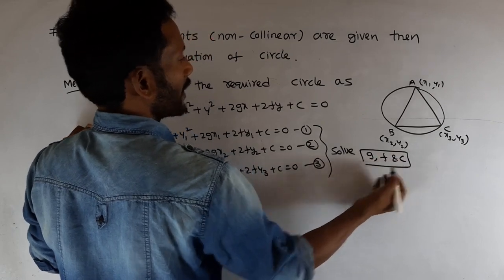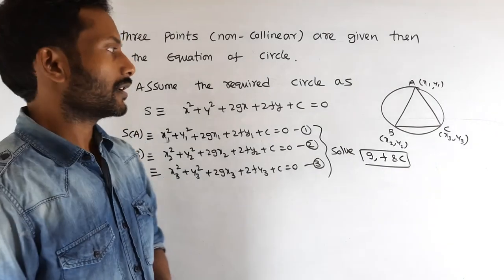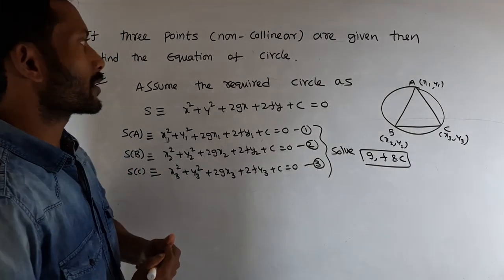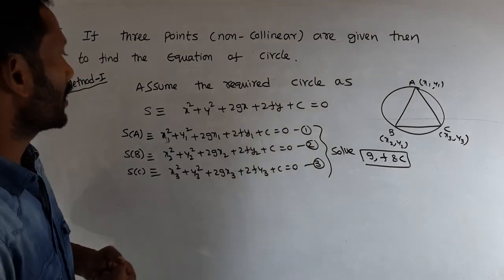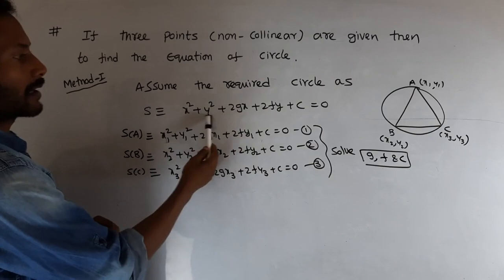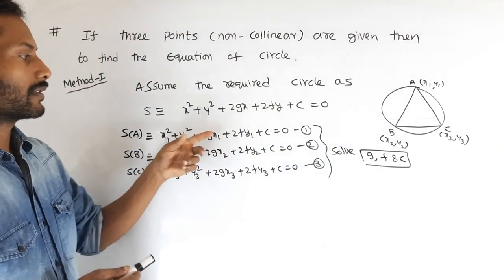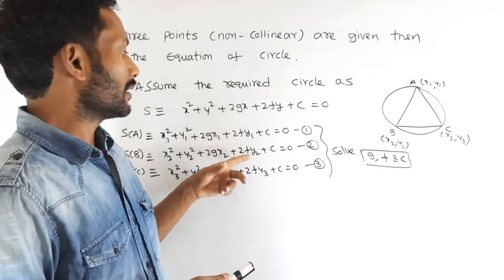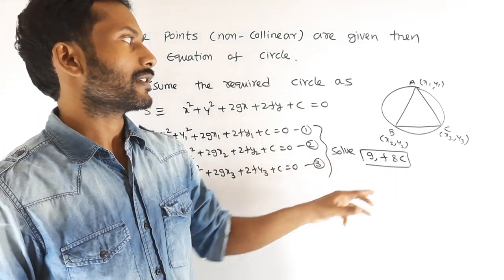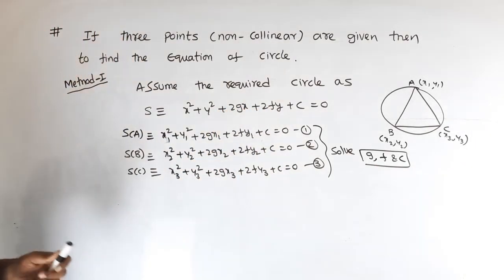So we get the g, f, c values. If we substitute the g, f, c values, we get the equation of circle. This is the best one for computation purpose. So substitute A, B, C in the equation of circle: S of A, S of B, S of C. We get 3 equations of circle. So solve the 3 equations, you get g, f and c. Substituting these 3 values gives the equation of circle.